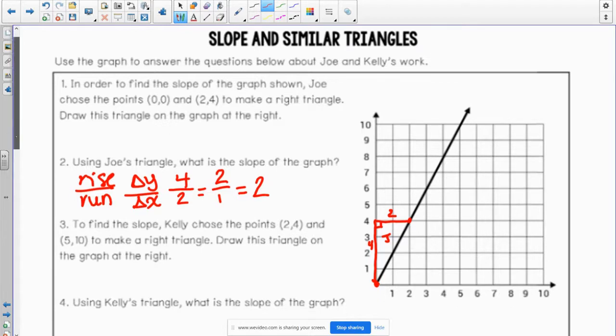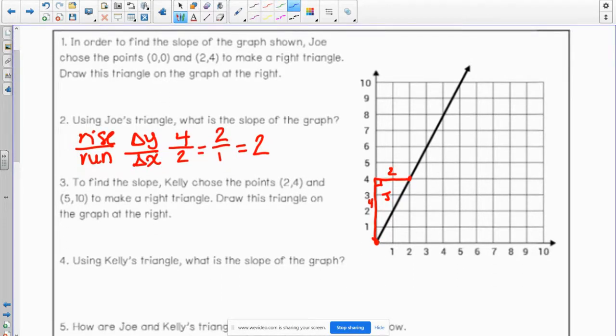It says Kelly, we'll pick blue here. Kelly chose the points 2, 4 also, and 5, 10. So Kelly's going to pick 2, 4 also, and then 5 and the point 10. So this is draw a triangle on the right here. So we're going to go a nice little rise. And notice when I make this triangle, I go straight vertically for my rise, and then my run is straight horizontally. So my rise over my run, and then it's going to ask me, this one's Kelly's, what is the slope.